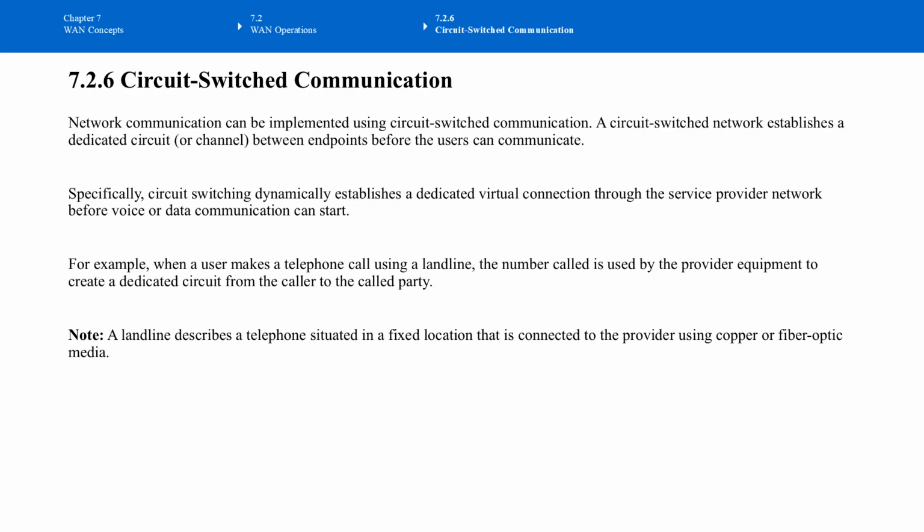A circuit switched network creates a dedicated connection between two endpoints before communication begins. Think about a traditional landline telephone call. The caller requests a connection, and then the telephone provider establishes a circuit. The caller and the receiver have the dedicated circuit, so the conversation begins. And then when the call ends, the circuit is released. The important point is that the circuit is established before voice and data are transmitted.